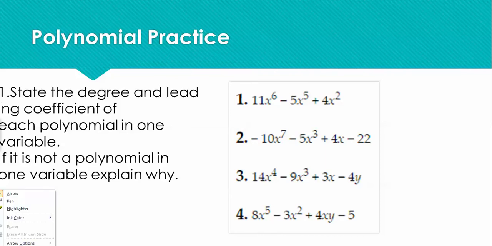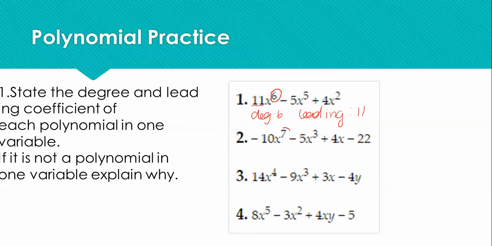So with this example, I'm just going to state the degree and leading coefficient of each polynomial. In our first one, the highest degree is 6. So that means the degree is 6, and the number in front of that term is 11. So my leading coefficient would be just 11.